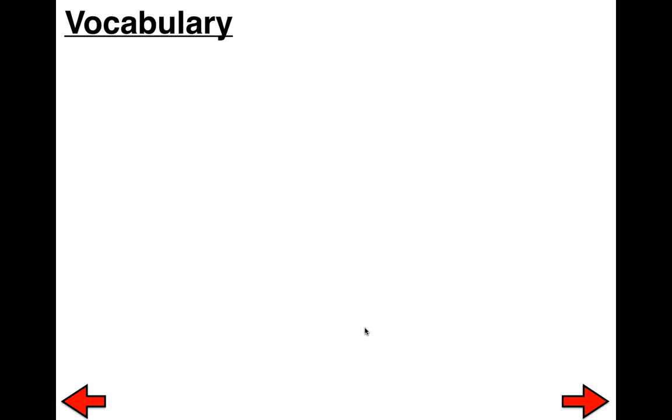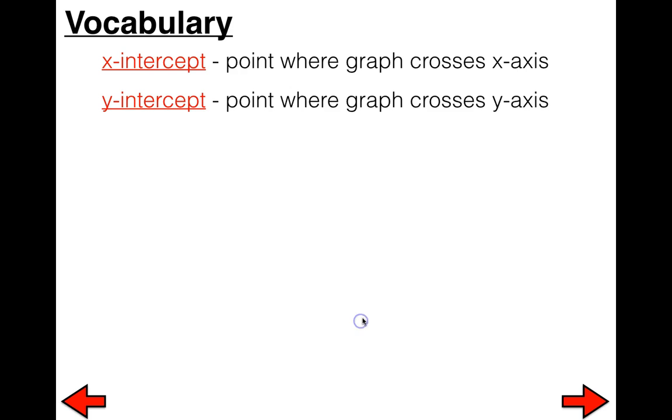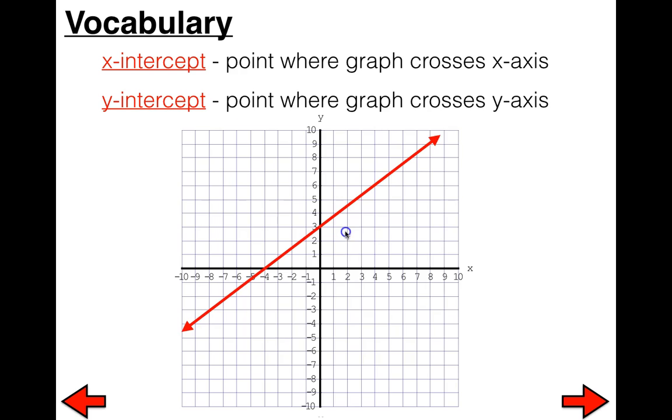A couple of vocabulary words we should go over before we get started: what are x and y intercepts? The x-intercept is the point where the graph crosses the x-axis, and the y-intercept is the point where the graph crosses the y-axis. So we are familiar with the y-intercept. We did use it to graph when things were in slope-intercept form. So let's take a look here.